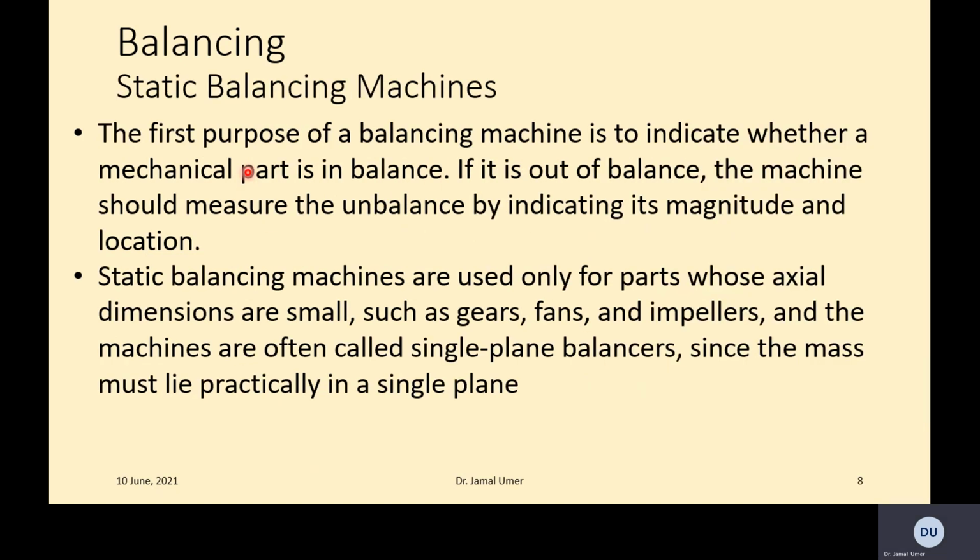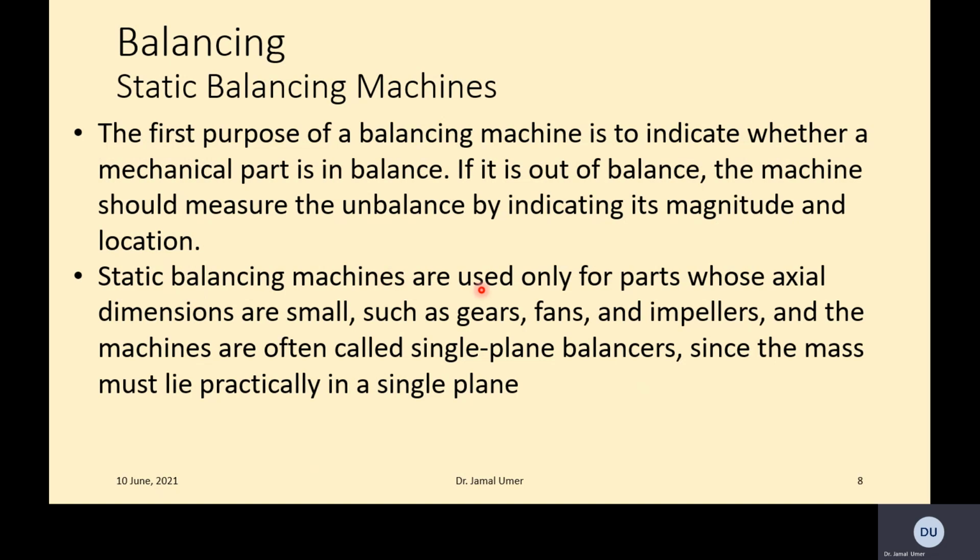All right, then the static balancing machine. It was a very interesting machine, one of the very early machines mentioned in the book, so I thought I could include it. The first purpose of the balancing machine is to indicate whether a mechanical part is in balance or not. There are two steps for balancing. One, you have to find out if there is some unbalance. If it is out of balance, the machine should measure the unbalance by indicating its magnitude and location. So the machine should help you find out how much imbalance you have.